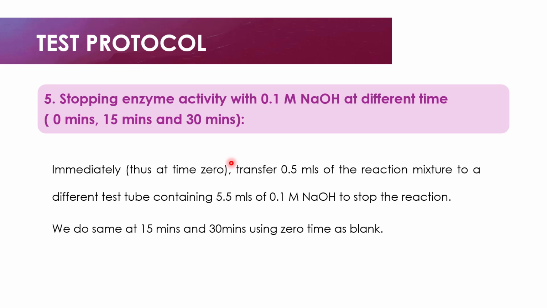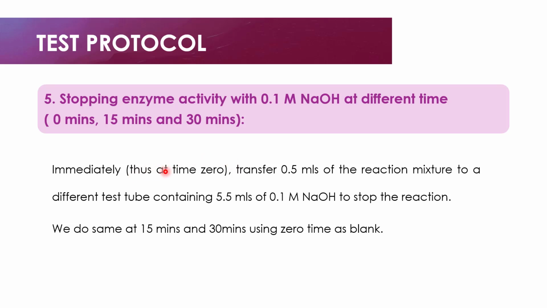The next is stopping enzyme activity with 0.1 molar sodium hydroxide at different time intervals. We are going to use 0 minutes, 15 minutes, and 30 minutes. The 0 minute will be used as our blank against the 15 minutes and the 30 minutes.